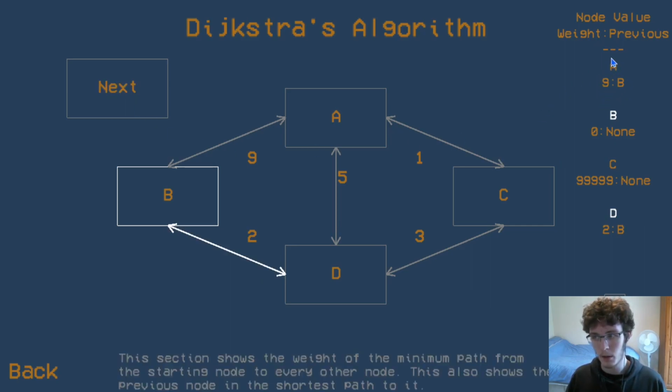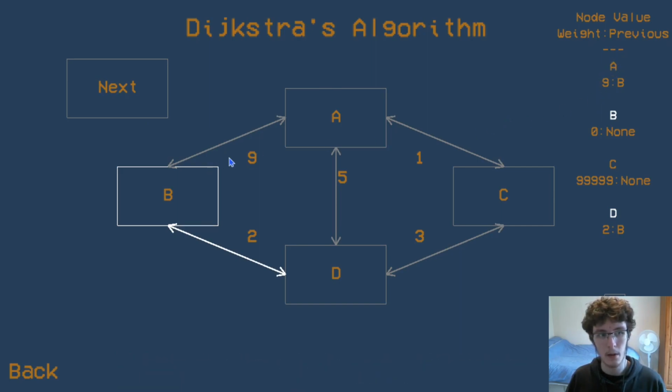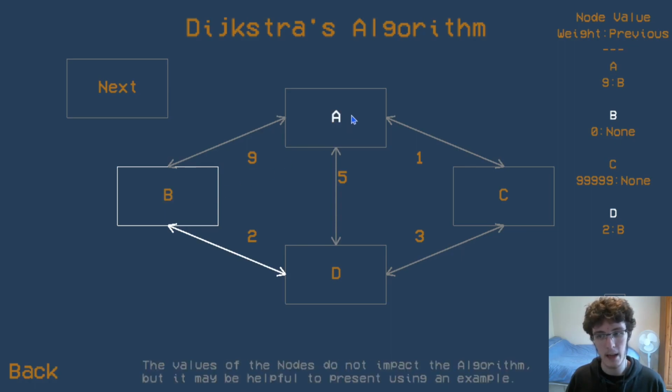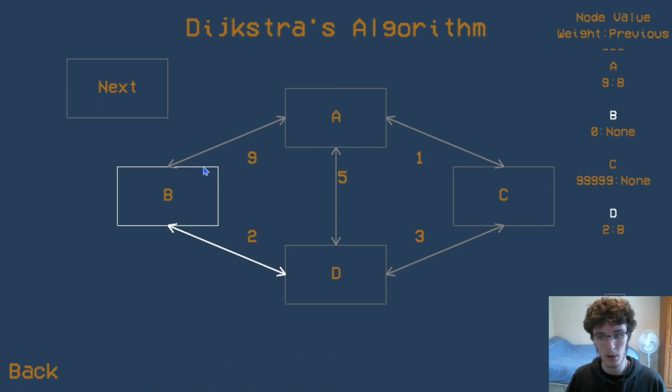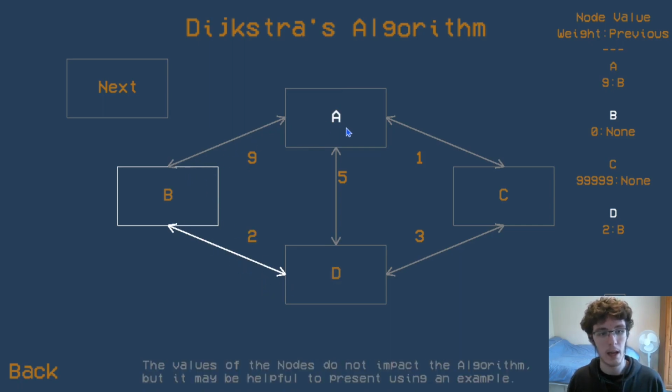So the shortest path from the starting point to A so far is 9, because we've only looked at these two edges so far, and we have been able to reach A. We don't know that it's going to be the shortest path, but we do know that it's an available path.